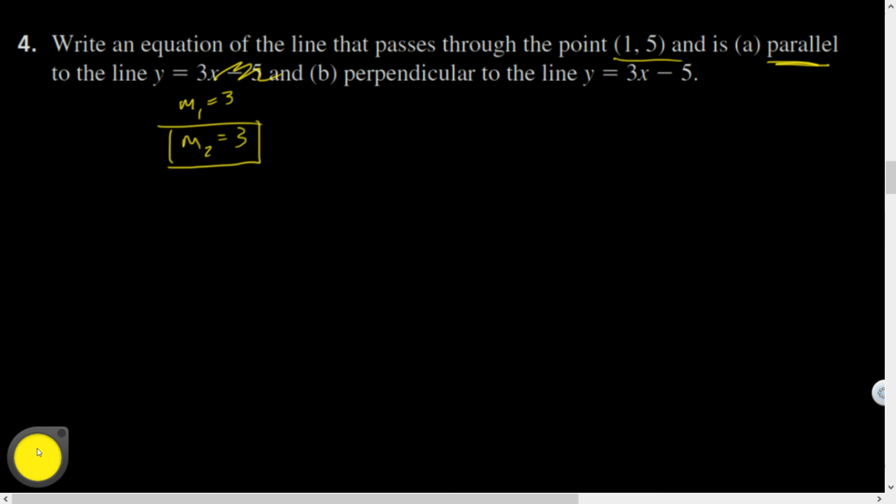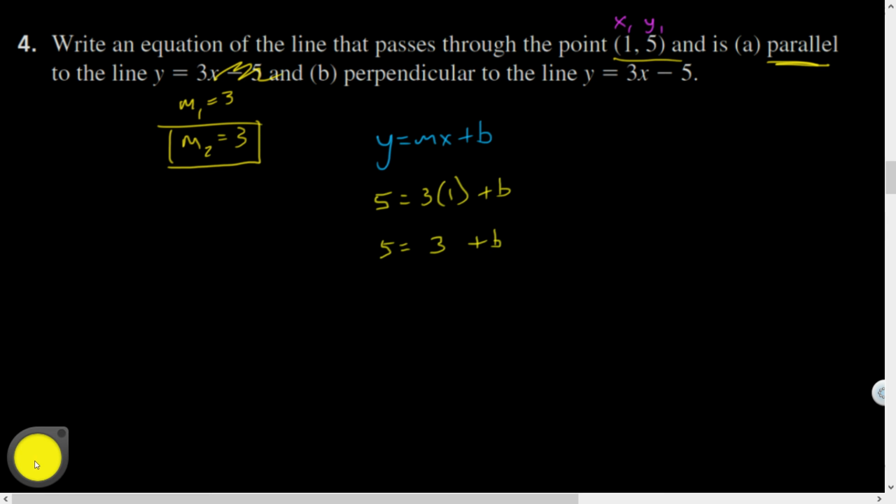What else do I know? I know that this is a point that's going to make my equation true. So I'm going to plug this in as one of the x and one of the y coordinates that make the equation true, into y equals mx plus b. I'm going to plug in what I know and solve for what I don't. So y, we'll plug in 5, is going to equal 3 for m, 1 for x, plus b.